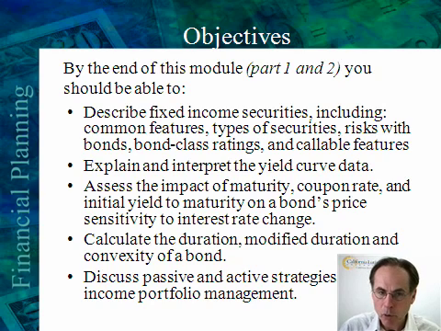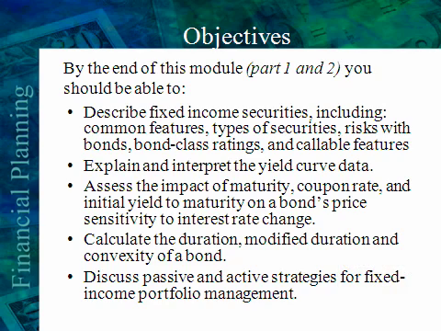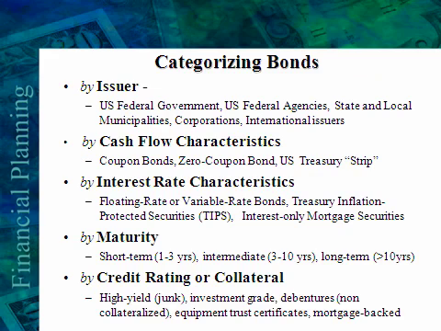By the end of this module, parts 1 and 2, you should be able to describe fixed income securities, including issuers, common features, risk and bond quality ratings, explain yield spreads and how they change, and the yield curve and how to interpret its underlying shapes. Assess a bond's price sensitivity to interest rate changes. Calculate duration, modified duration, and convexity, and discuss passive and active strategy for fixed income portfolio management.